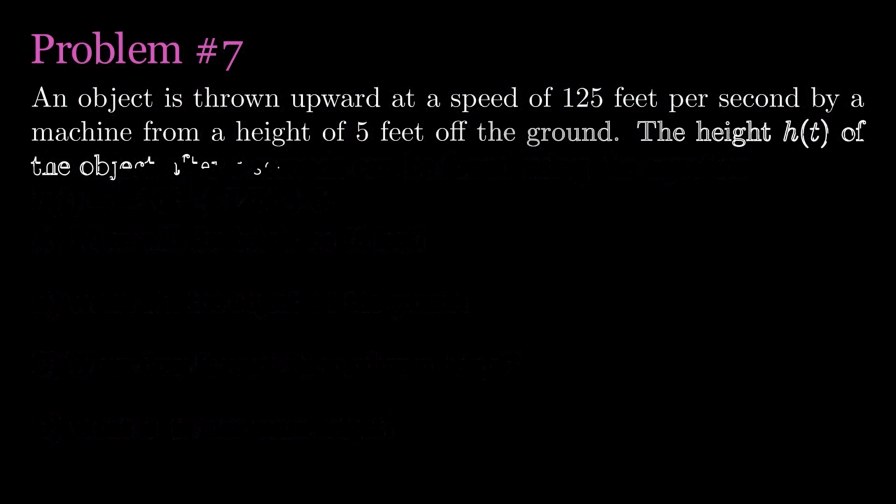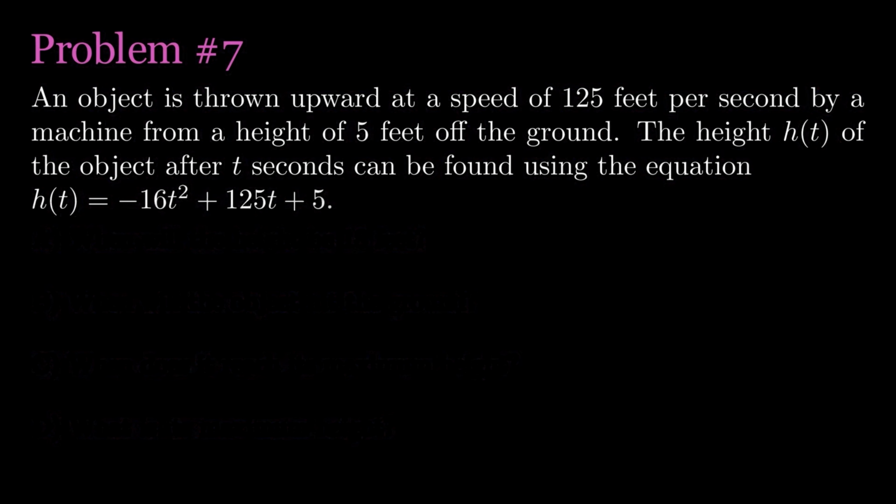Hello. We are in Chapter 6, Section 6.2, the quadratic formula. In this video, we're gonna go over problem number 7, a real-life application, where we have an object that is thrown upward at a speed of 125 feet per second by a machine from a height of 5 feet off the ground. The height, which will be denoted by h of t as a function of time, of the object after t seconds, so that time will be measured in seconds, can be found using the provided equation.